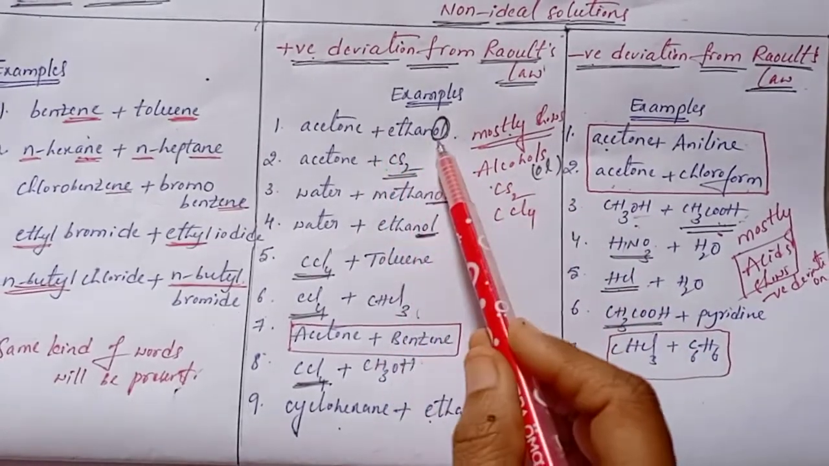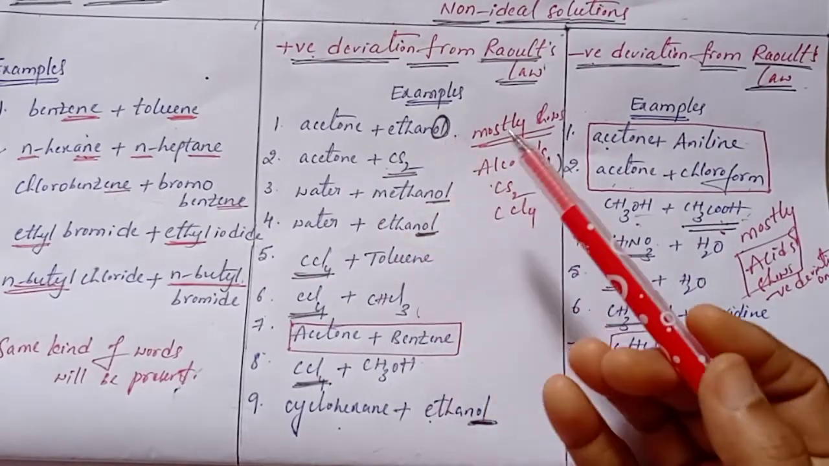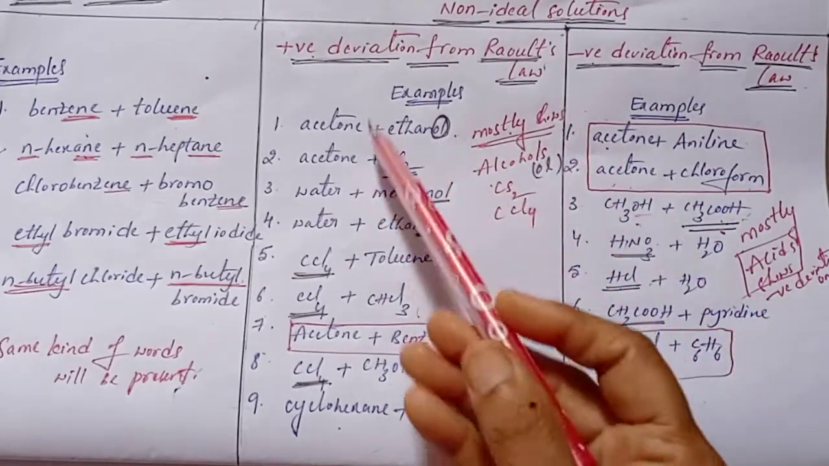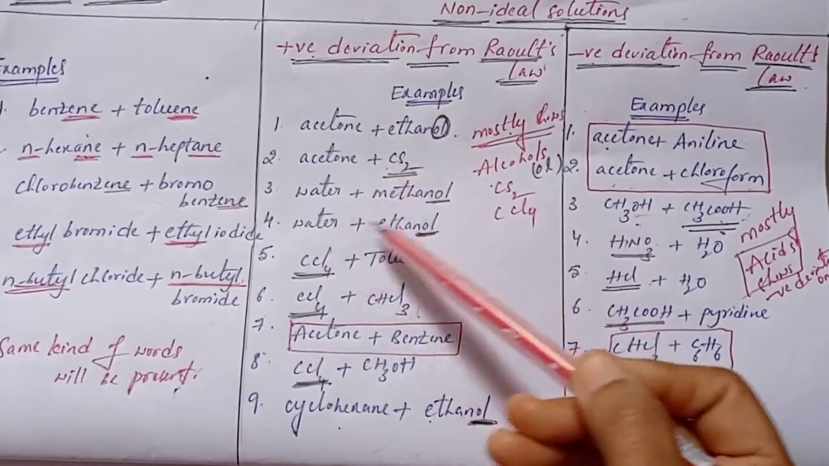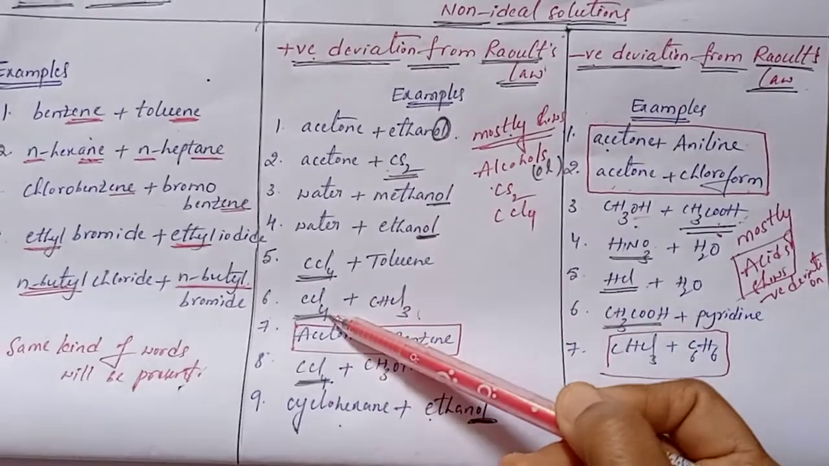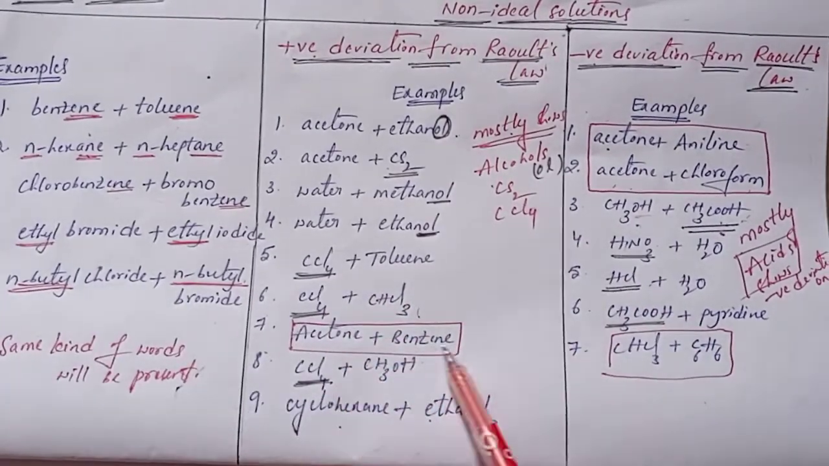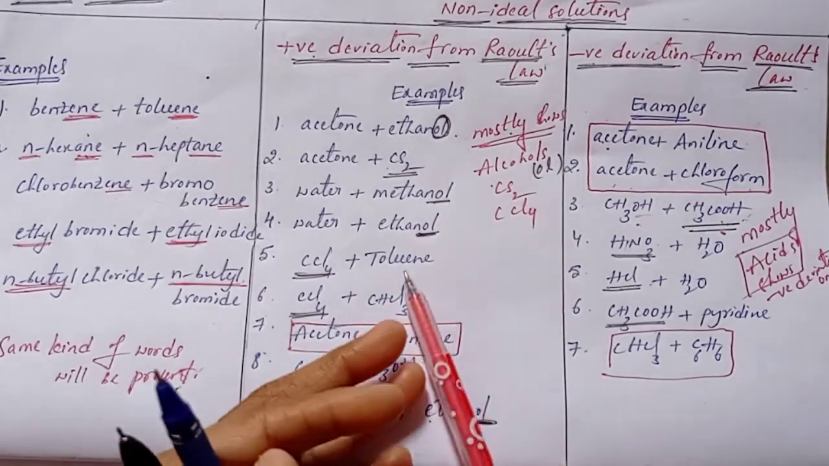So in the compounds where an OH group, an alcohol group, is there, those examples are showing positive deviation from Raoult's law. Now see here, CS2 and CCl4 are also showing positive deviation. CCl4 is an exceptional case, and here also an OH group is there. Clear this one? So this is about the positive deviation.